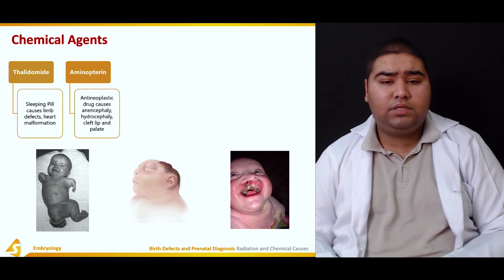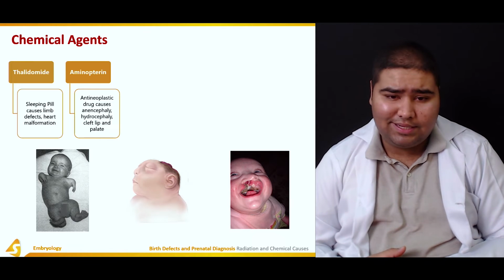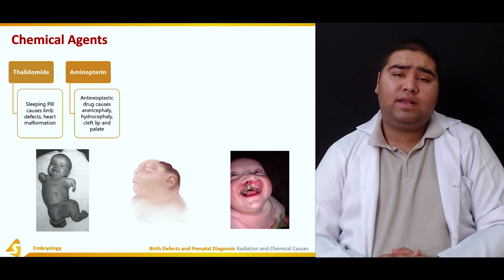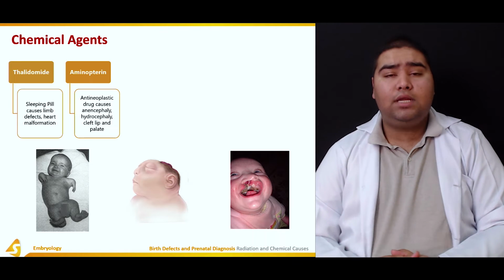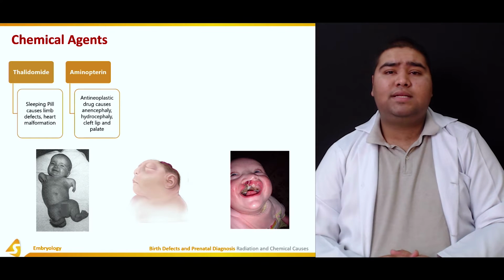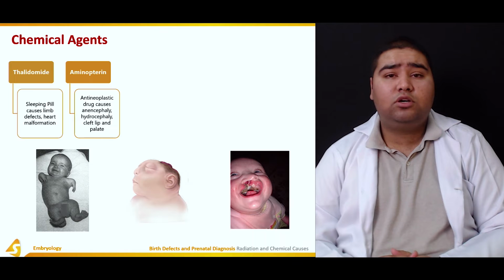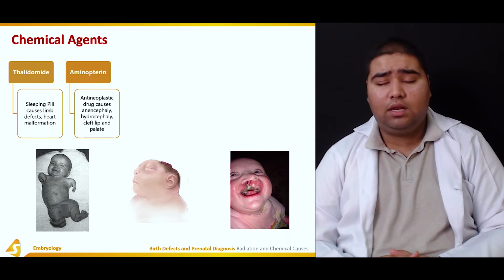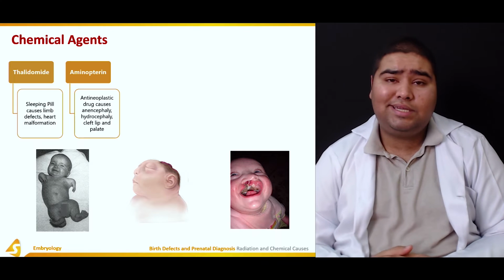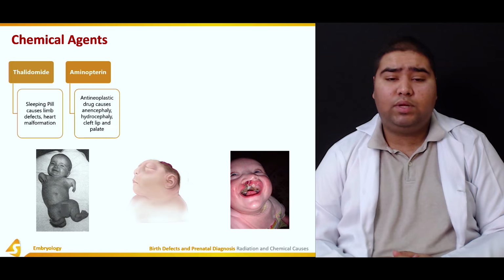Now we have aminopterin. It is an anti-neoplastic drug that is used to treat cancers. It can cause anencephaly, as I've already mentioned. Anencephaly is a condition in which the anterior neuropore fails to close, as a result of which the brain matter is exposed to toxic amniotic fluid. Amniotic fluid is toxic only to the brain matter, not to the skin or the fetus itself. As a result of this, the brain matter disintegrates and degenerates, and this condition is not compatible with life.